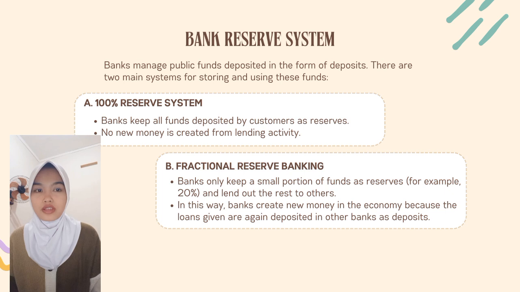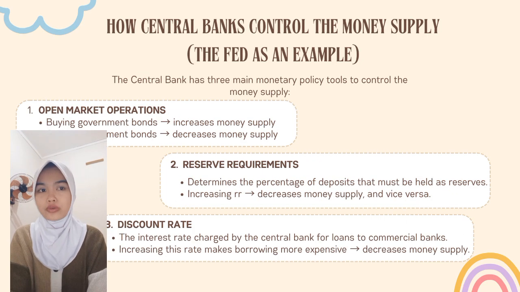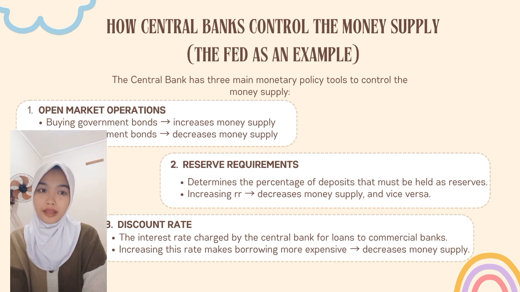And B. Fractional reserve banking. Banks only keep a small portion of funds as reserve, for example 20%, and lend out the rest to others. In this way, banks create new money in the economy because the loans given are again deposited in other banks as deposits.